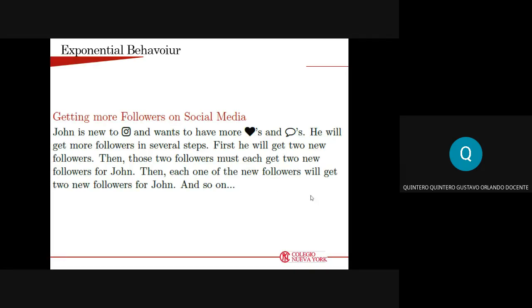Let's try to read this. Go ahead and give it a try. Read it yourself. Did you get the idea?